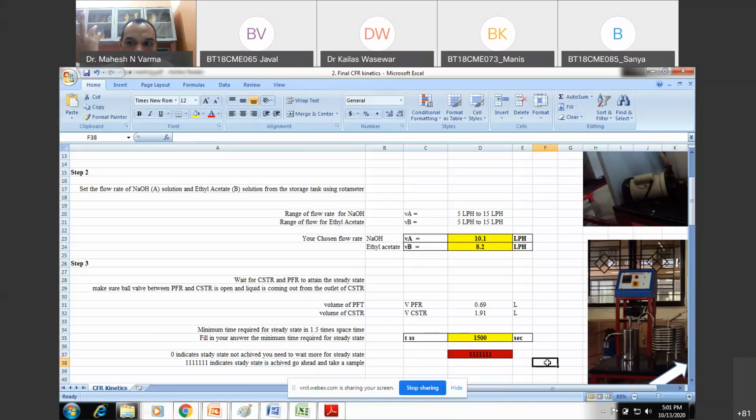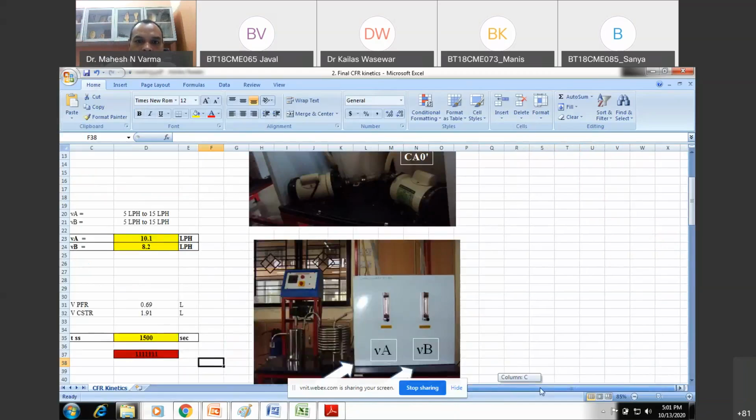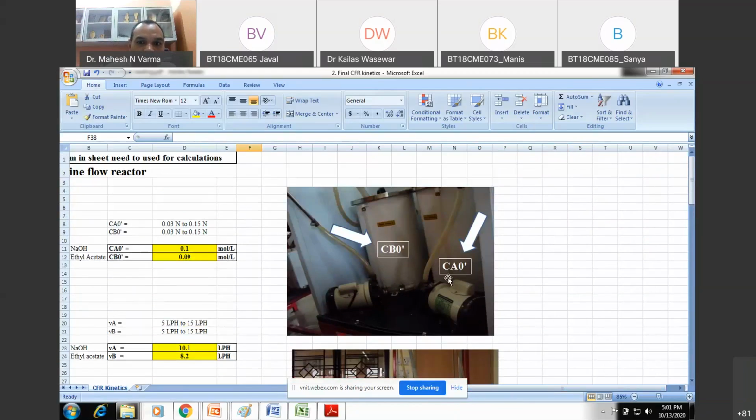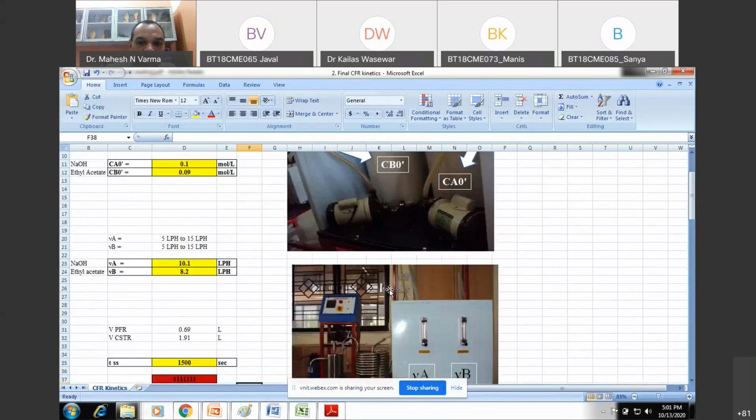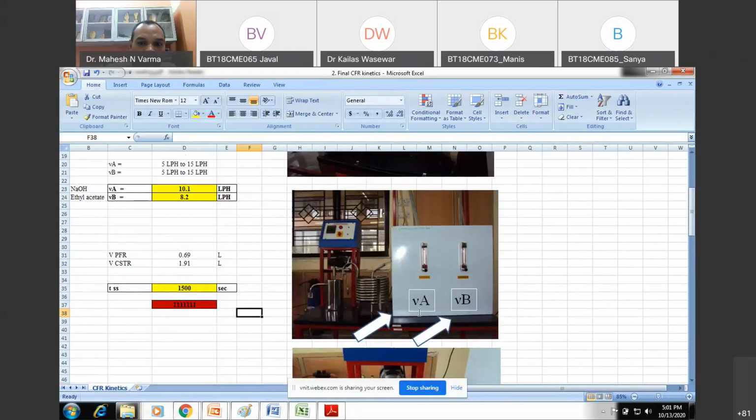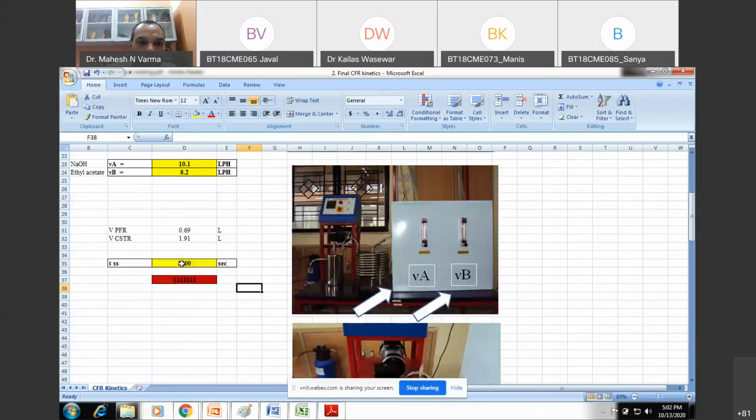Once steady state is achieved, you can see this is the concentration of NaOH. This 0.1 indicates the concentration of NaOH in the storage tank. This 0.09 indicates the concentration of ethyl acetate in the storage tank, and this is the flow rate which you are setting. This 10.1 you will be setting in this rotameter, and 8.2 you will be setting in this rotameter, and you wait for steady state. So what will be the residence time?